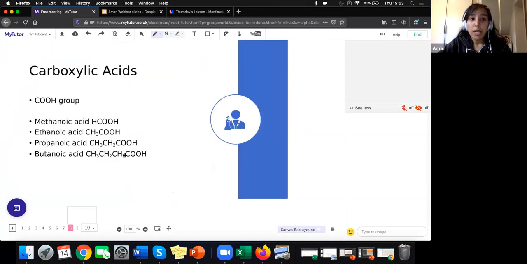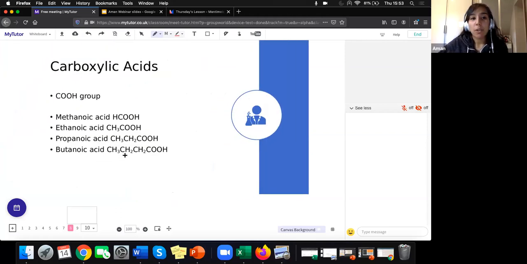Okay, let's move on to carboxylic acids. Again, I'm not going to go through the properties today. I just want you to be able to understand what the structure looks like, just like with the alcohols. And again, you need to know the first 4. So if we start with methanoic acid, we need to know the functional group for methanoic acid.